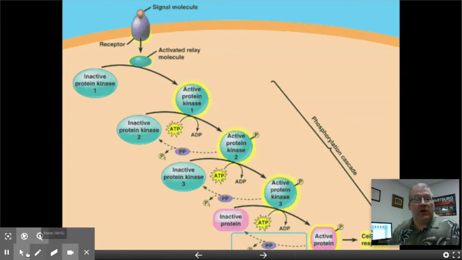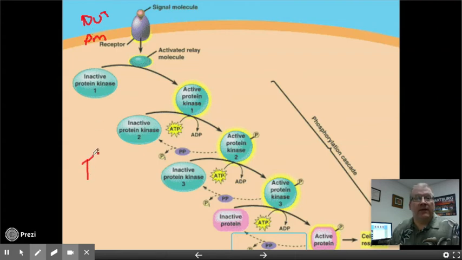And notice here, this is the outside of the cell, there we go. This is the plasma membrane. This is inside the cell. After the ligand signal has been bonded to the receptor, notice the pathway cascade of ATP molecules phosphorylating different enzymes and all the different steps that takes. A phosphorylation cascade.